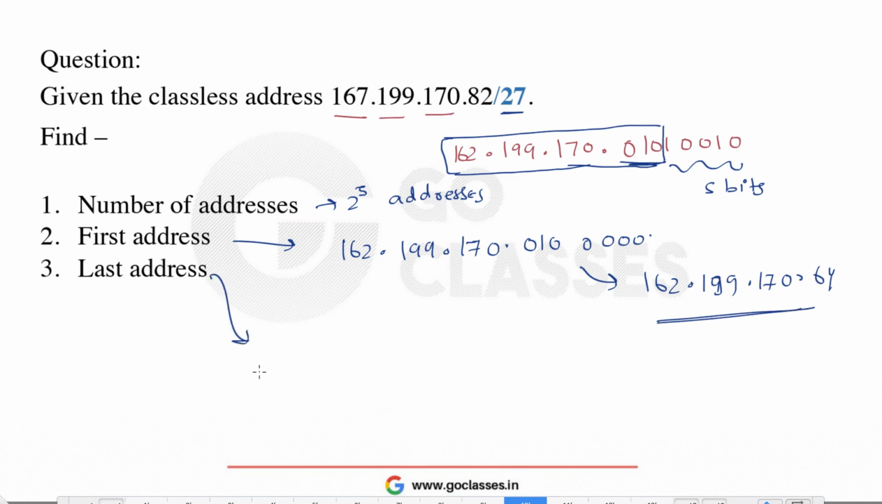Now what is the last address? It will be 162.199.170 dot, with 010 fixed, and then you change these 5 bits to 11111, right? Then you convert this binary to decimal to find the last address. This is how we find the first address, last address and number of addresses in a classless system. This represents one network, and the number of addresses in that network is 2 power 5. First address is this, last address is this. I hope you got the idea.